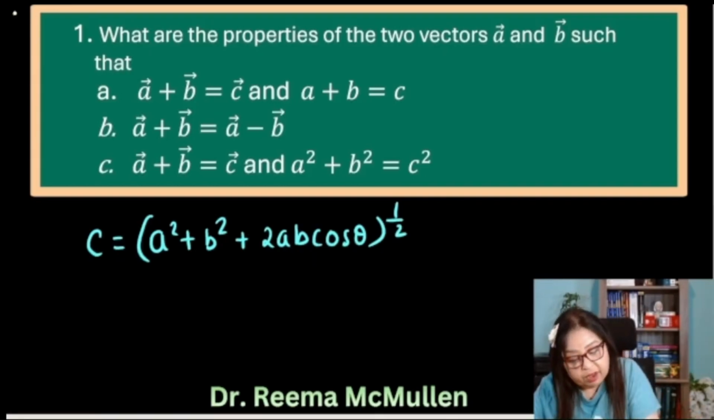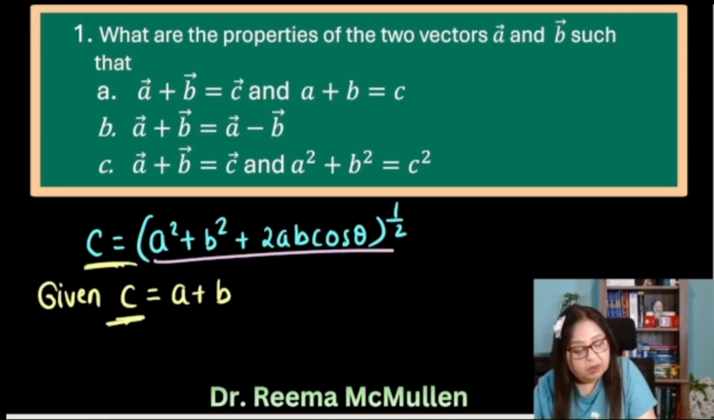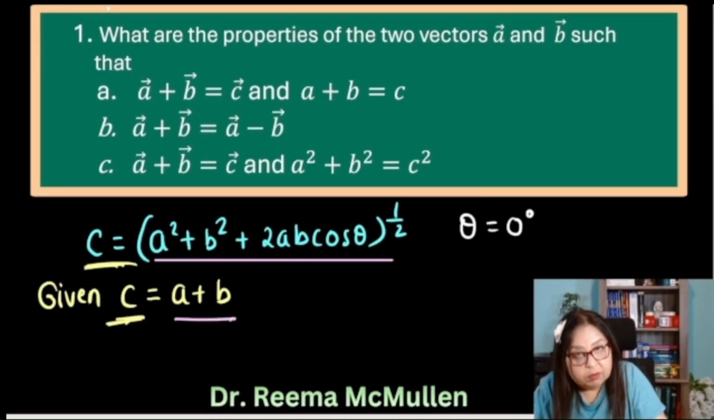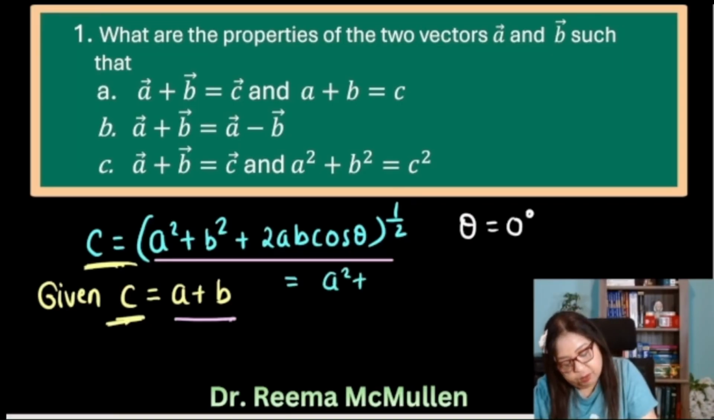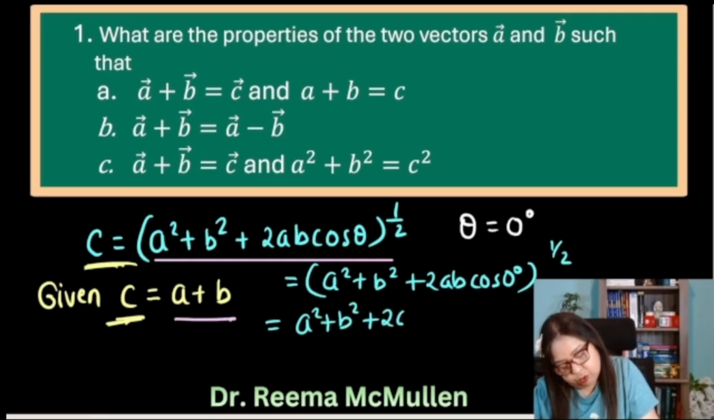But now in this case we're given that the magnitude of vector C equals the magnitude of A plus the magnitude of B. Okay, so these left sides are equal to each other. That means the right side must also be equal. When will they be equal? They will be equal when theta is equal to 0 degrees. When theta is equal to 0 degrees, what do we get? We get the square root of a squared plus b squared plus 2ab cosine 0 degrees, which is equal to the square root of a squared plus b squared plus 2ab. Cosine 0 degrees is 1.